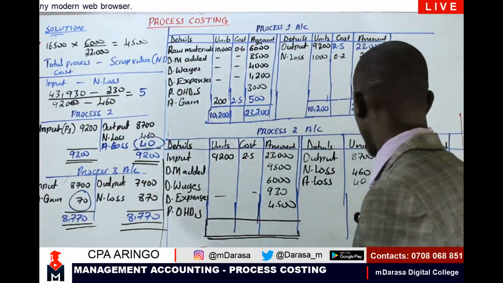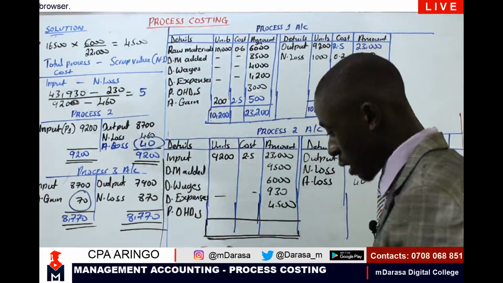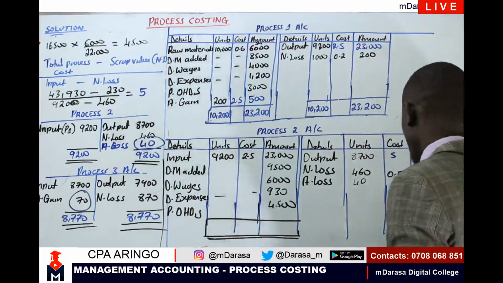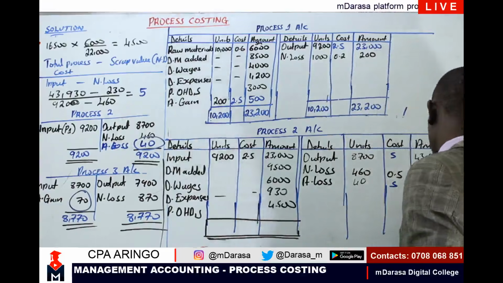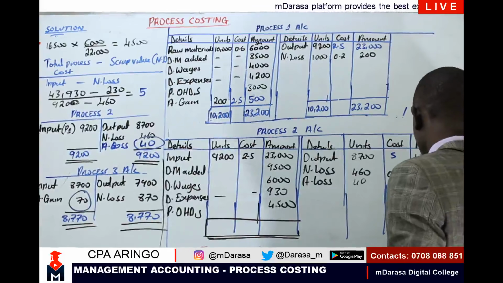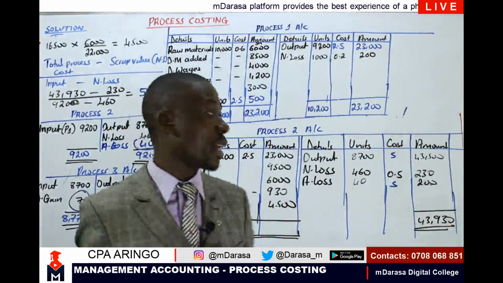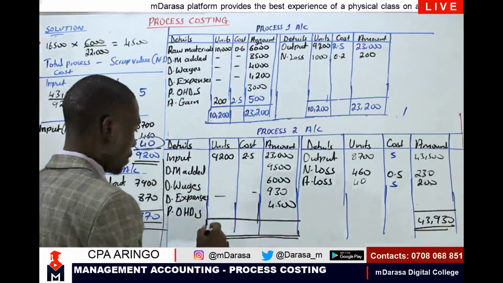So balancing our accounts, I should be talking of 43,500. We add 230, then we add 200, to give us a figure of 43,930. What about this case? For the total there, it will just be the same as what you had calculated here, 43,930.